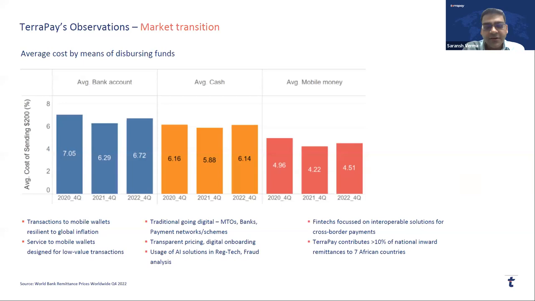Some observations on how the market has overall moved, not just what we've observed at TerraPay. As I was mentioning earlier, mobile money and digital transactions cost way less than cash or the large value transaction channels. If we look at the average cost of sending $200, transactions to mobile money accounts cost about 4.5% as per the last quarter of last year, Q4 of 2022, which is much less than any other channel.